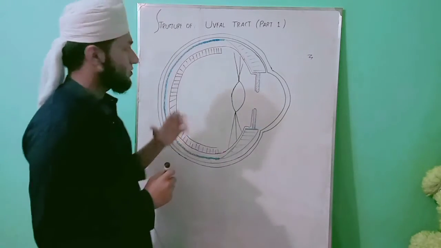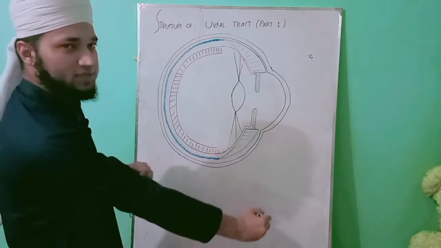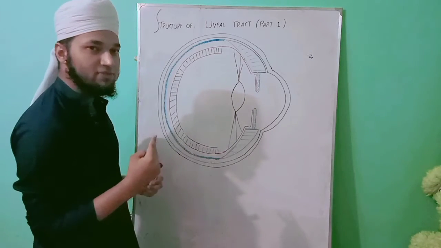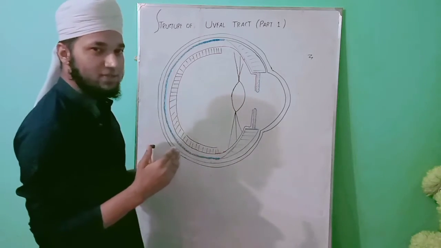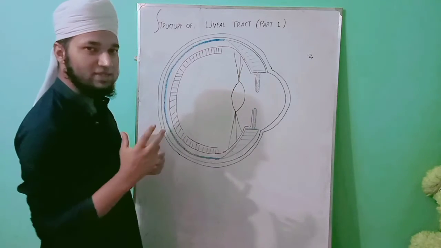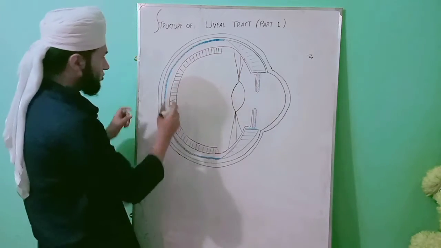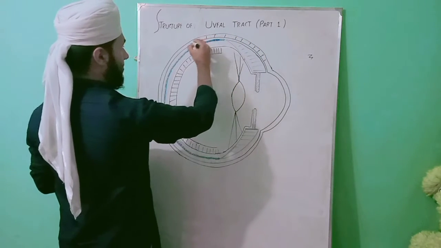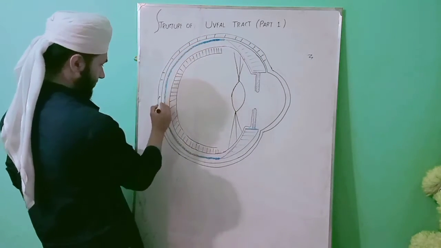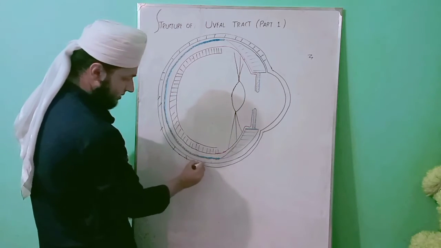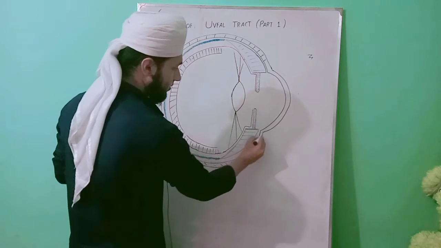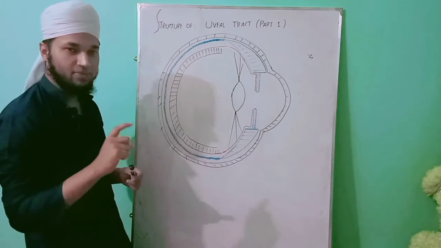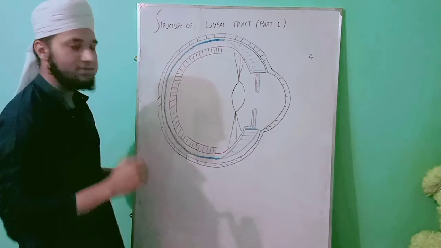Let me tell you what is uveal tract. As we have discussed in the previous video, the eyeball has three main coats. The outer coat is the fibrous coat, the middle coat is the vascular pigmented coat and the inner coat is the retina. So this layer is the outer coat, which is the tough fibrous coat, and it basically protects the eyeball.